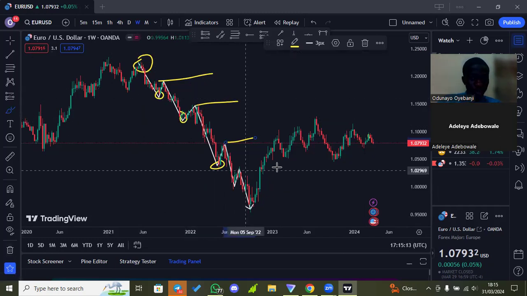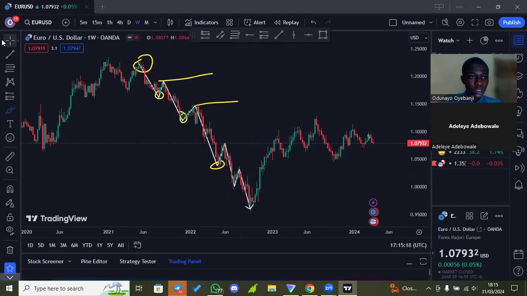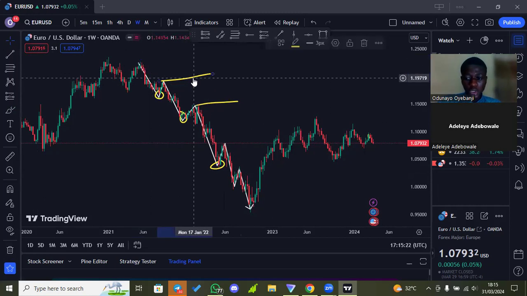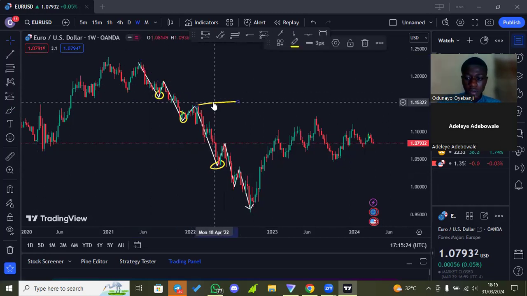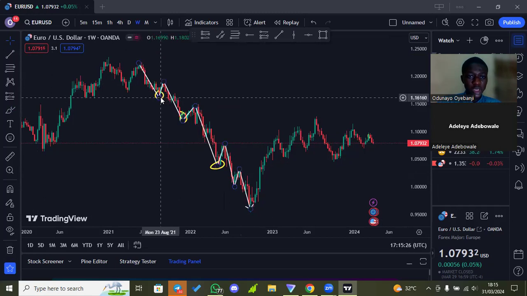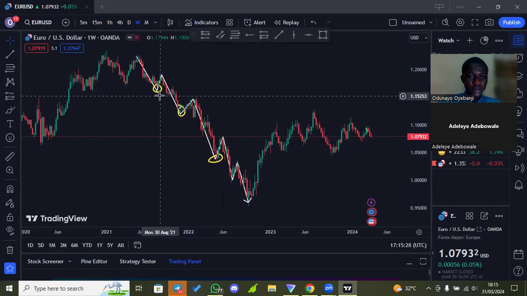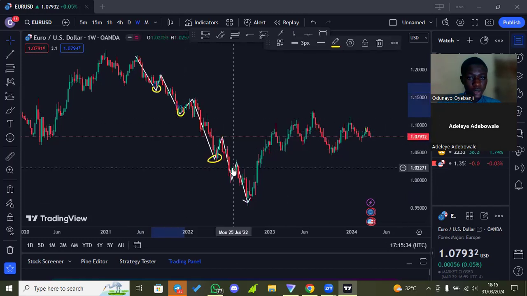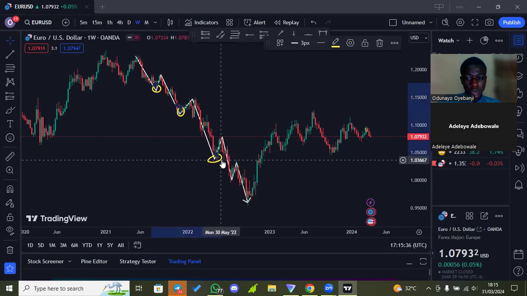Now, let's look at an uptrend market. Let me delete some of these stuffs. Let's quickly look at an uptrend market. I don't want to take away everything from the chart, actually. That's why I'm deleting it one after the other. So let me try and see whether I can pick it. Okay, I can pick it actually.